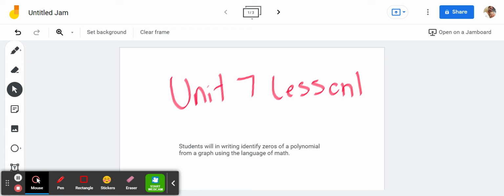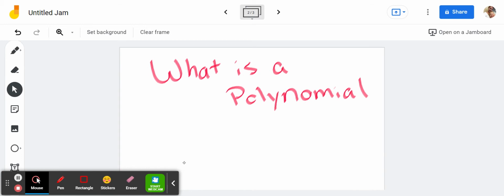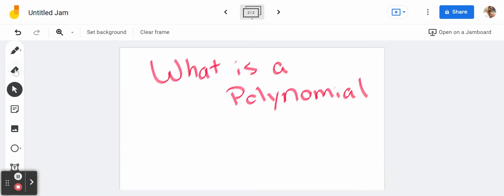Unit 7, Lesson 1, Zeros of Polynomials. So today we're going to look for identifying zeros of polynomials from the graph. And I know you're like, what's a polynomial, miss? Well, a polynomial is any equation to a whole degree. What's a degree? Well, we've already worked with some polynomials in the past.